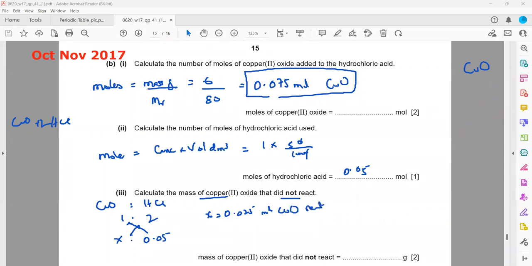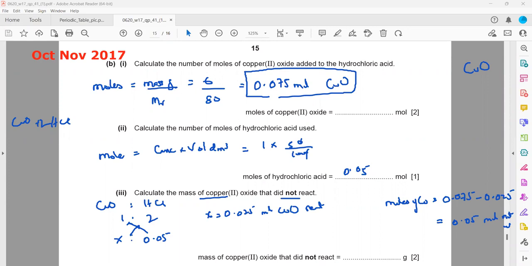But the question is not how much reacted. The question is what mass of copper oxide did not react. So how do we know the moles of copper oxide which do not react? Total moles were 0.075 and the moles which reacted were 0.025. So how many moles of copper oxide do not react? When we subtract, we get 0.05 moles of copper oxide which does not react.